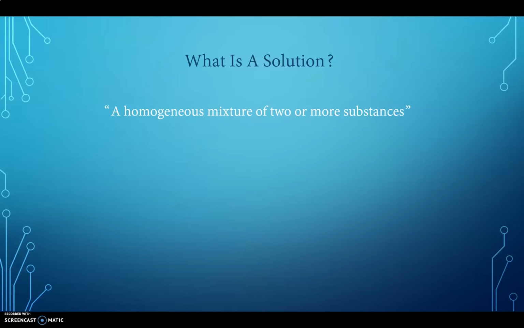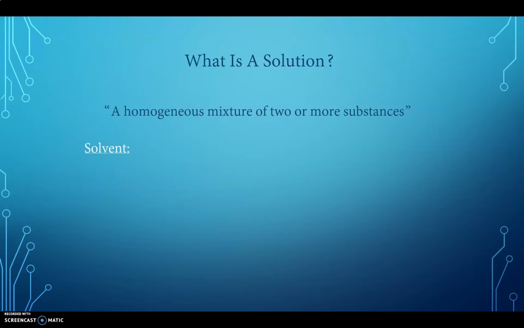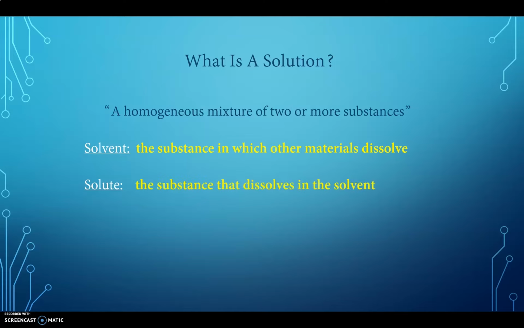All solutions contain two components. One of those is the solvent, and the other is the solute. The solvent is the thing that does the dissolving. It's the substance that the other materials dissolve into, and the solute is simply the materials that are being dissolved. You can only have one solvent in a particular solution, but you can have many solutes. Seawater, for example: water is the solvent, but there's oxygen and salt and calcium, magnesium, even some gold. There's a lot of different things dissolved into seawater.